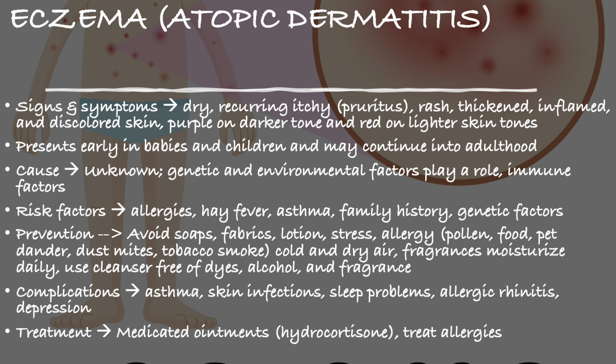And there might be a rash that develops. That skin will become thick, will become inflamed, and sometimes discolored. If it's on a darker skin tone, it might appear grayish or purplish. If it's on lighter skin, it will appear more red. And this can present early in babies. So, sometimes we think that this is something that happens later, but it can present early in babies and children and may continue until adulthood.